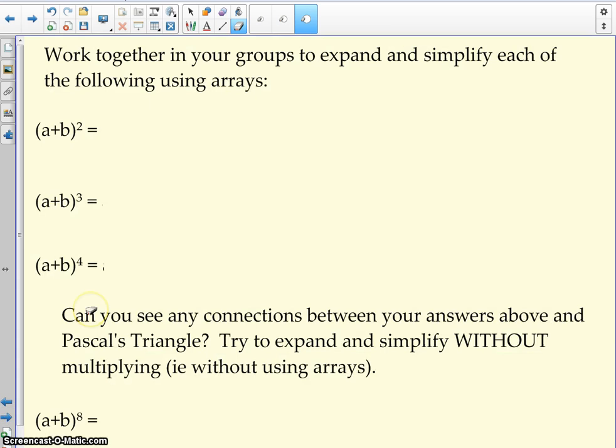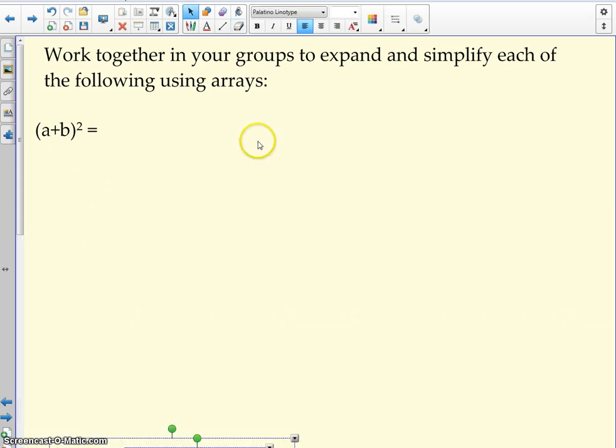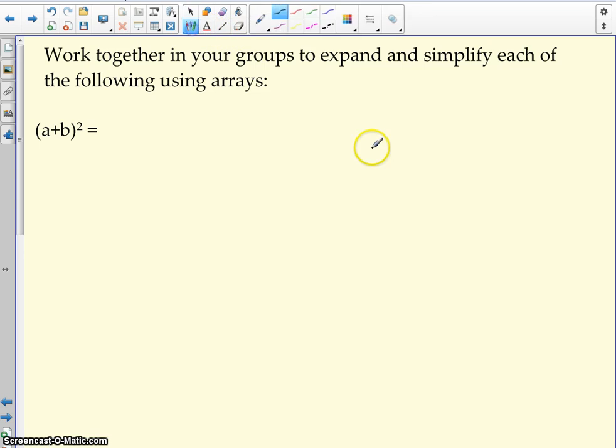But first what I'd like you to do is, in a group or on your own, though it'd be a lot faster in a group. You can divide and conquer the work. I want you to expand and simplify each of the following expressions using arrays. Okay? Okay, so I'll get you started on this. So if I want you to do a plus b all squared, this is the same thing as a plus b times a plus b.